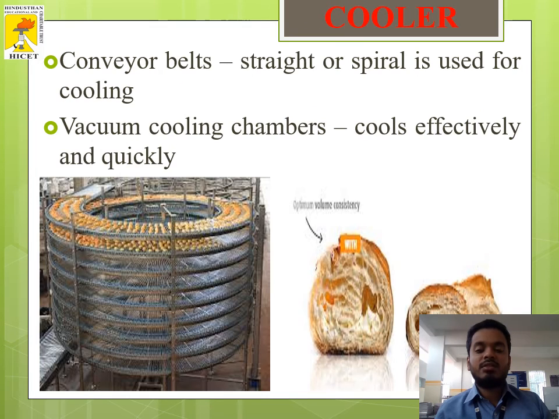Then next, it is cooled to room temperature. The first method is conveyor belts, in which straight or spiral is used for cooling. When the conveyor belts travel at high speed in the room temperature, the breads are cooled. Next, vacuum cooling chambers. This technique cools efficiently and quickly.